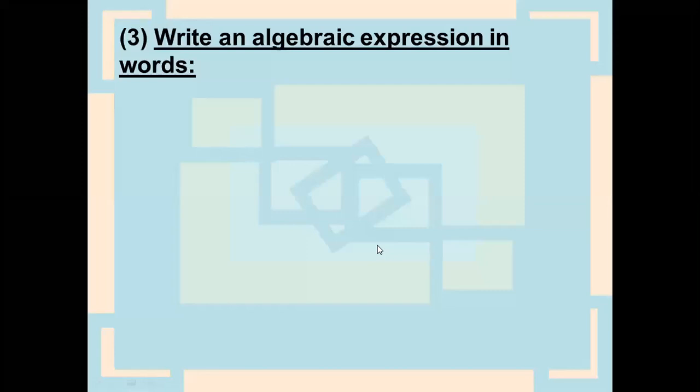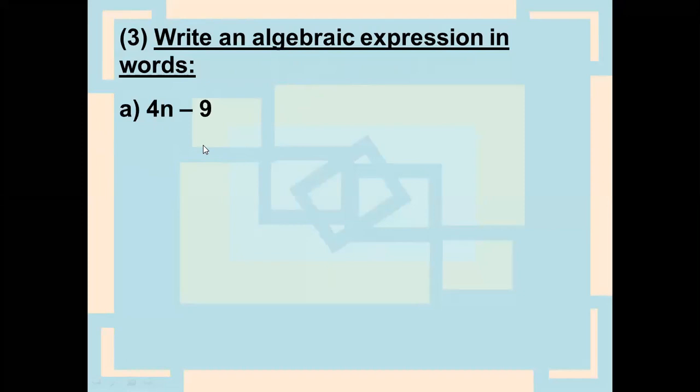The third exercise represents the opposite of the second exercise. He gives you the expression and you will write the sentence in words. Write an algebraic expression in words. For example, 4n minus 9. I want to write it in words.